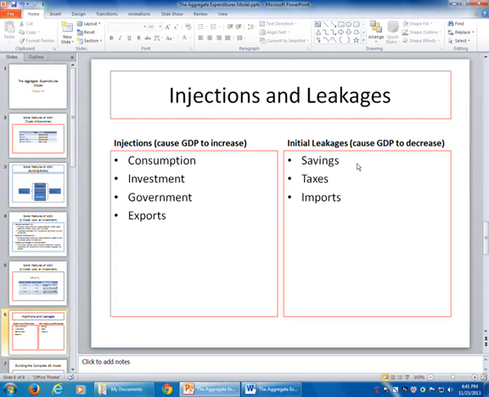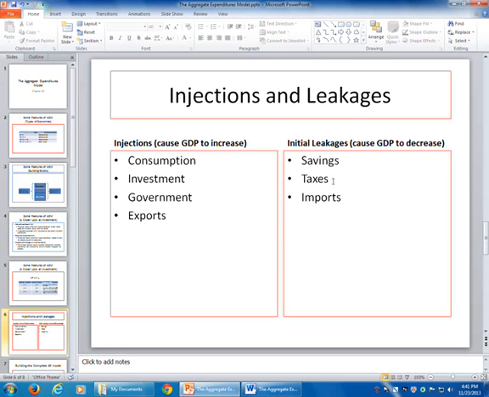Savings, for example, is looked at as an initial leakage. That is, if savings go up, consumption has to drop, as we saw in chapter 27. Consumption drops, income falls. Now, why do I call it an initial leakage? Well, when savings go up, as we're going to see, savings will feed into investment. So savings will fund investment expenditures. Remember, actual investment equals savings. So we're looking at the initial effect of savings. When it goes up, consumption goes down, income and GDP fall.